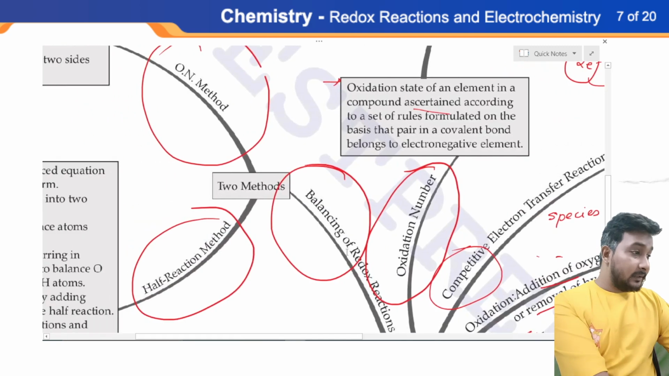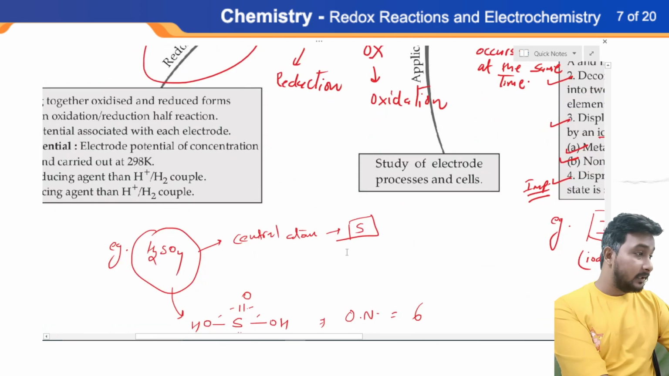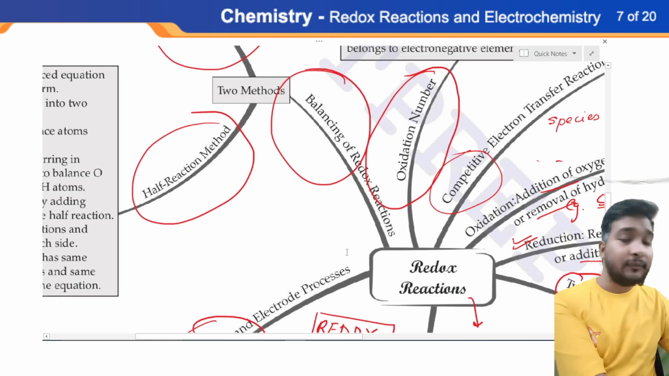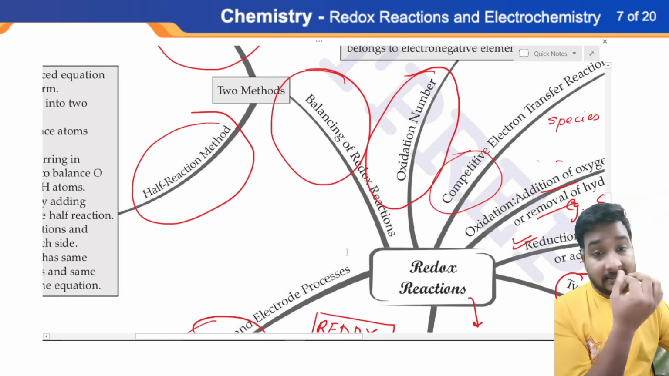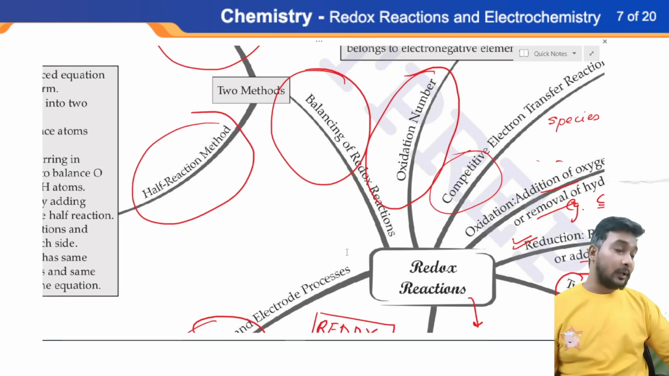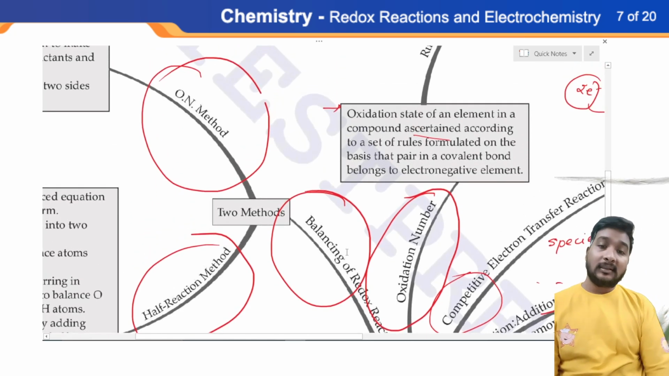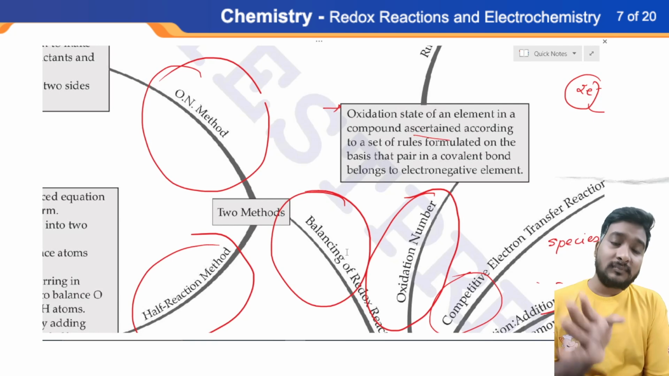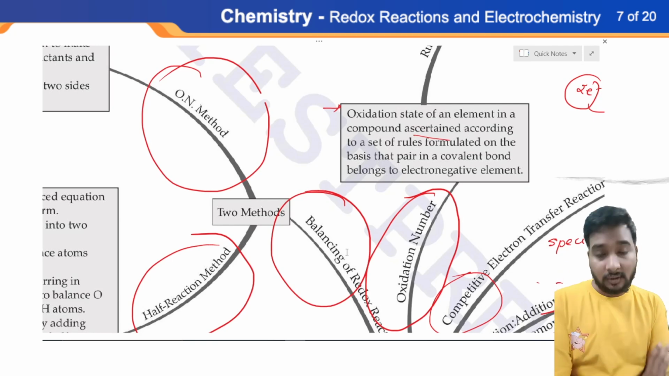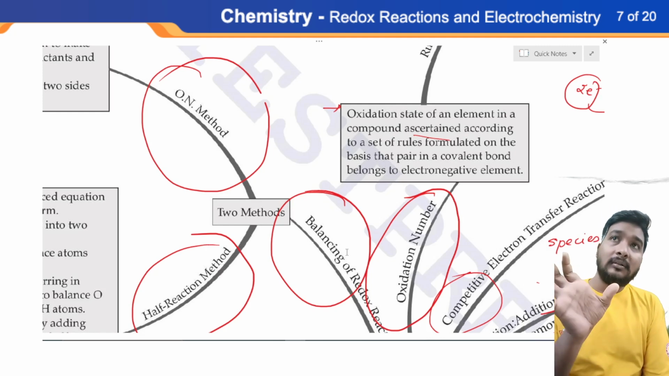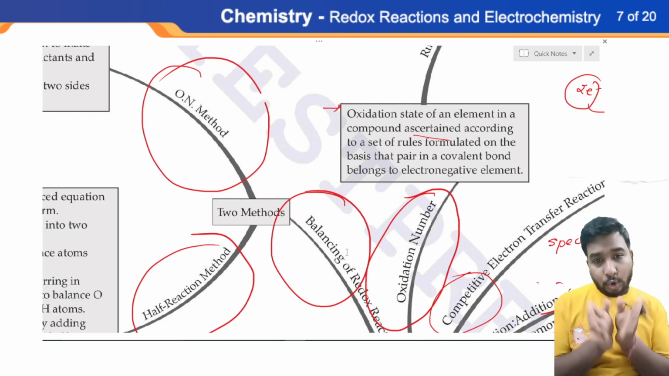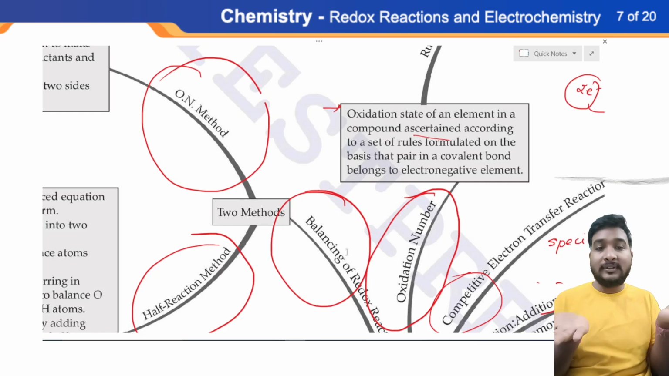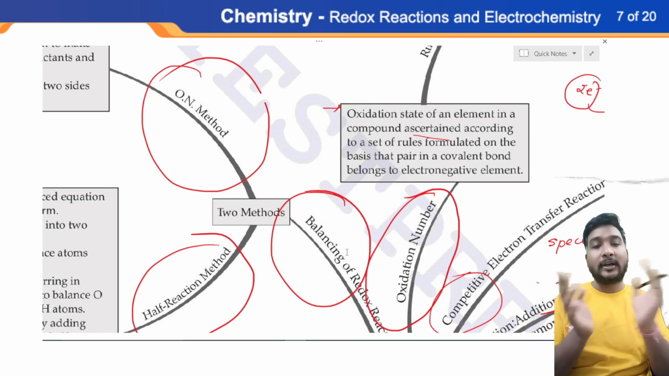Now, let me tell you another topic. Okay, that is balancing. After oxidation number, we have to switch to the topic of balancing. Now you know that whenever we write any chemical reaction, we have to observe whether this reaction is balanced or not. And what is a balanced reaction? In a chemical reaction, the total number of elements, total number of atoms, and total charge should be equal on both sides, the reactant side as well as the product side.